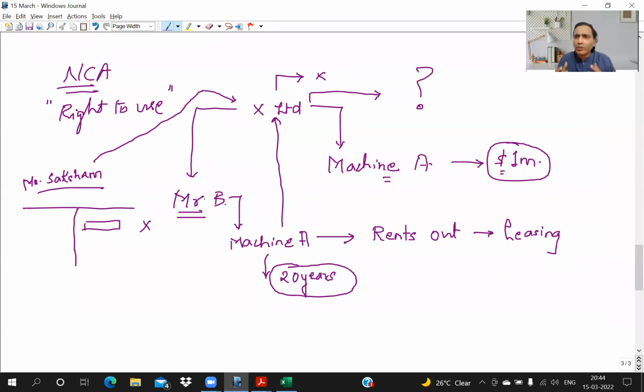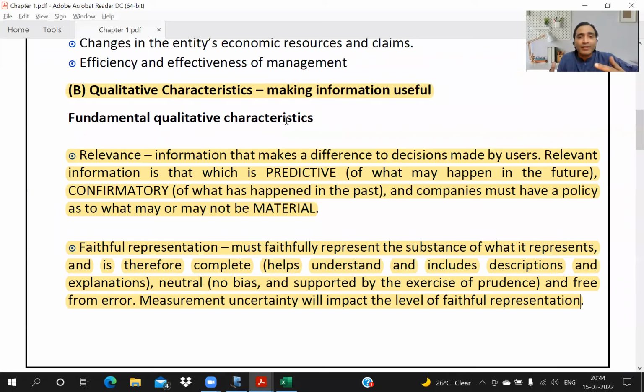Okay. So if X Limited simply says that no, we are not the owner of this machine, so we will not show this machine, this will go completely against the relevance quality of the financial statements. Now for the users, these financial statements will not be relevant because there is no predictive power, nor is there any confirmatory power, because so far X Limited has earned a lot of revenue by using this machine. Revenue is recognized, but the machine is not recognized. That means the past also is not fully shown in the financial statements. Relevance quality gone. These financial statements are now of not much relevance.